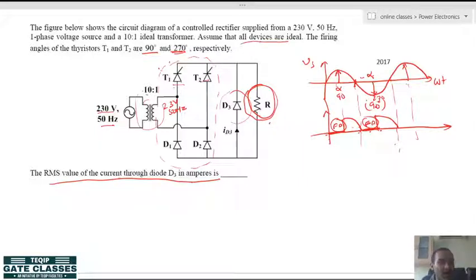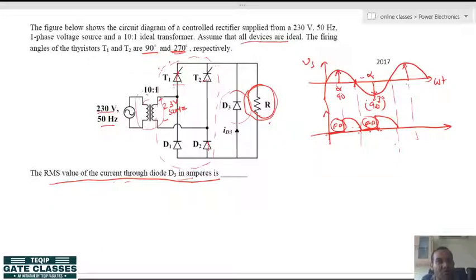So, what is the RMS value of current through D3? Just tell me. If the freewheeling diode is not at all required, if it is not at all working, then now you have to modify the circuit. For the positive cycle, this will be forward biased. But for the negative cycle, what will happen? It is a resistance. So, let me draw the modified circuit.